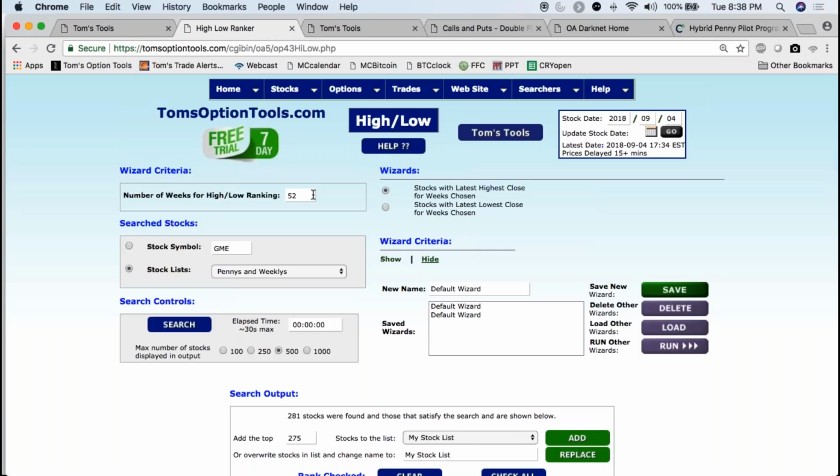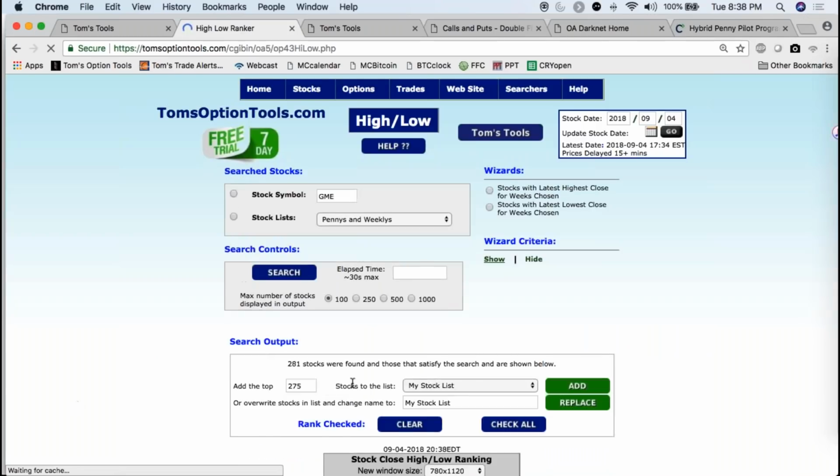So we have a market right now where a lot of stocks are hitting all-time highs. But in the last couple of days, we've also seen some pullbacks on a lot of stocks. So I'm going to take that penny and weekly list that I shared with you how to get, which I've got as part of my stock list, and look at stocks with the highest close for the weeks chosen, which is 52. The last 52 weeks on pennies and weeklies, I'm running the search, already done.